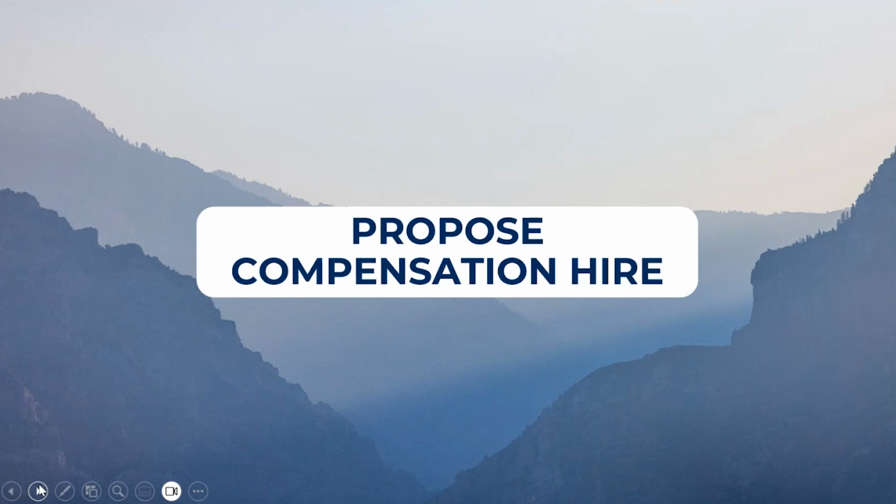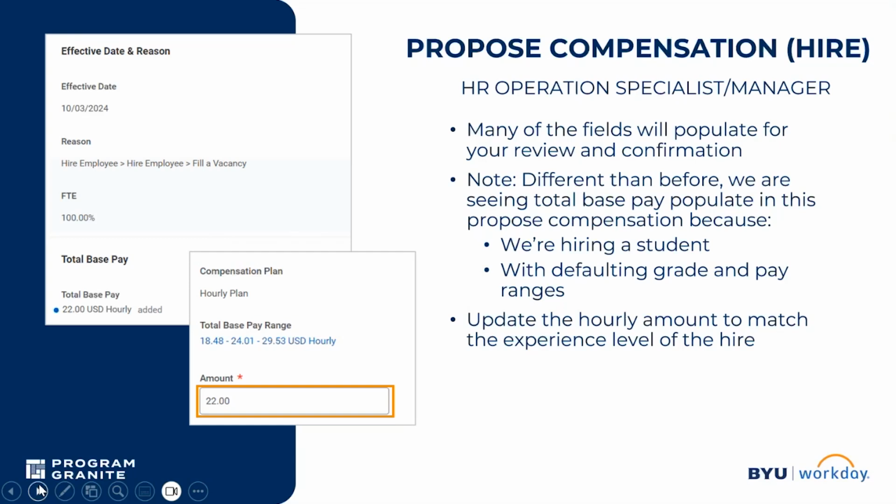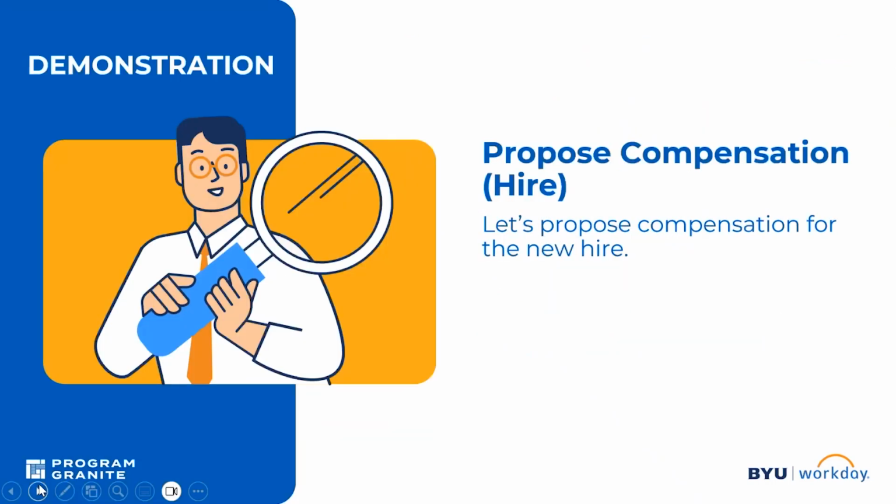Okay. We are on the proposed compensation hire step. We've got to keep moving forward here. Okay, so the HR operations specialist, you are the one who submitted this, or the partner. So you're getting this task again. If the manager had, they would. Many of the fields will auto-populate from the position that we created. We did have to propose default compensation for that position. So that's what's going to flow here, the range and all the things, as well as actually a selection. So update that hourly amount.